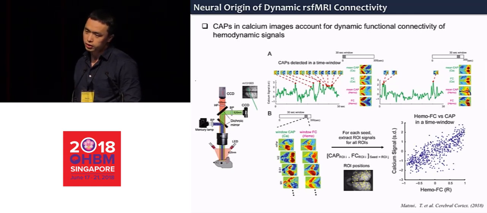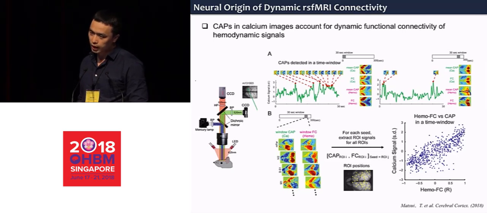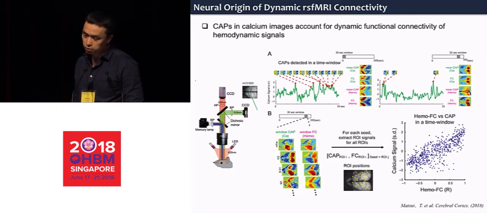And recently there is another study using optical imaging. They simultaneously acquired calcium imaging and hemodynamic signals from mice. And they indeed found those CAP patterns in the calcium imaging. That's neuronal. And they also demonstrated that the dynamic functional connectivity of the hemodynamic signal within those short time windows is actually largely determined by those CAPs.